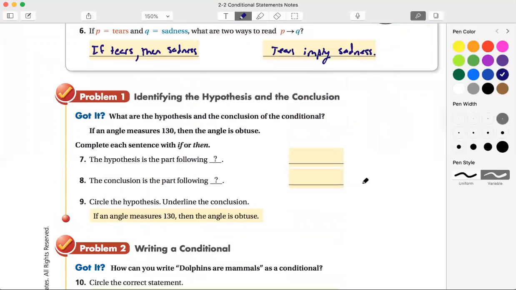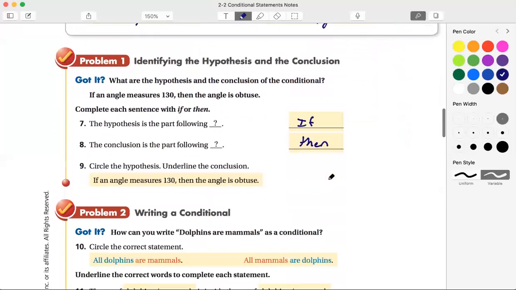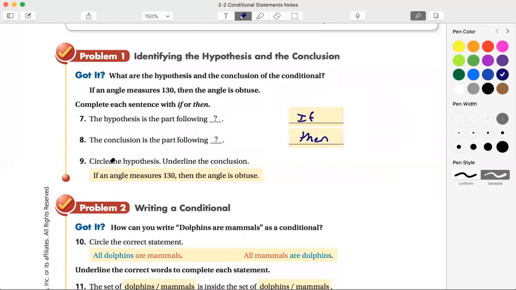So let's identify the hypothesis and the conclusion. What are the hypothesis and conclusion of each conditional statement? If an angle measures 130 degrees, then the angle is obtuse. So the hypothesis is the part following the if. The conclusion is the part following the then. So we're going to circle the hypothesis, which is an angle measures 130 degrees, and underline the conclusion, the angle is obtuse.